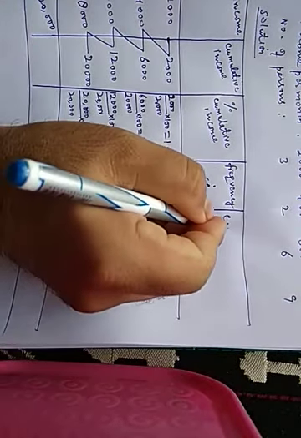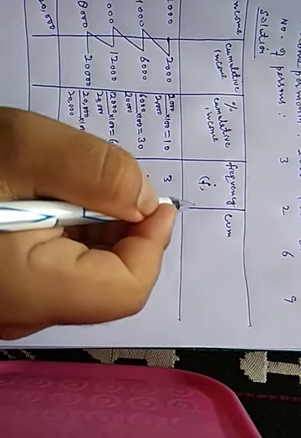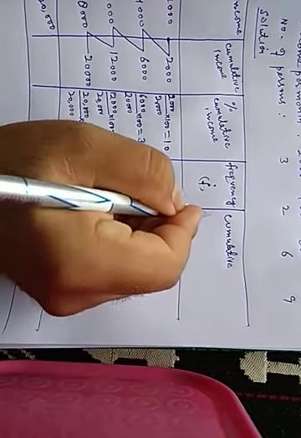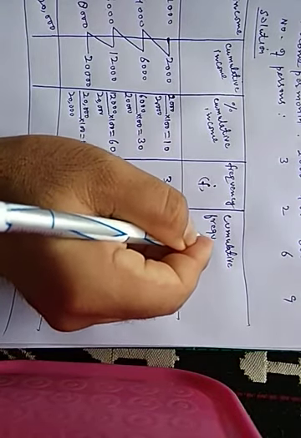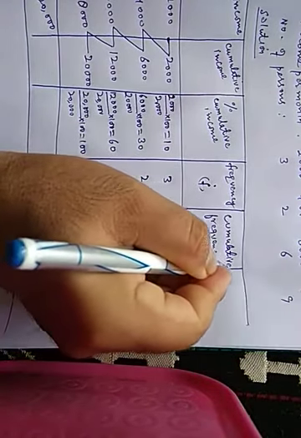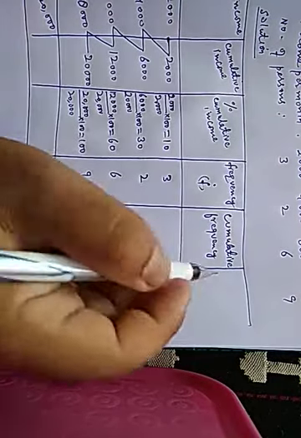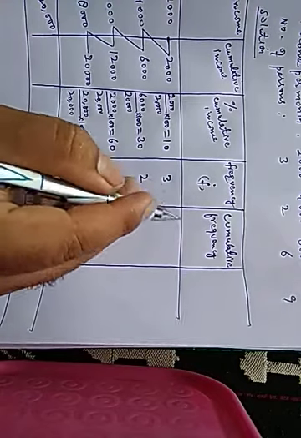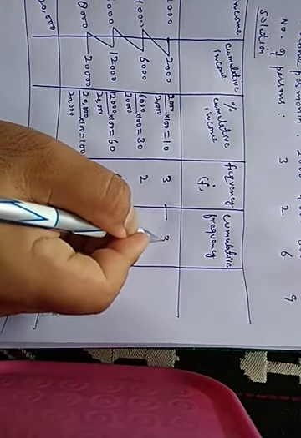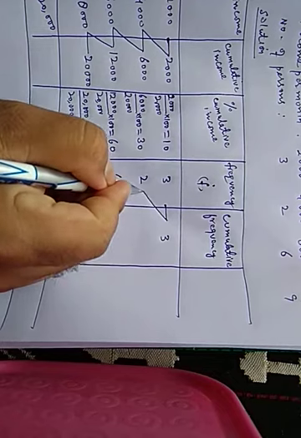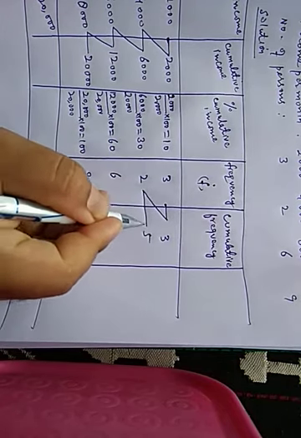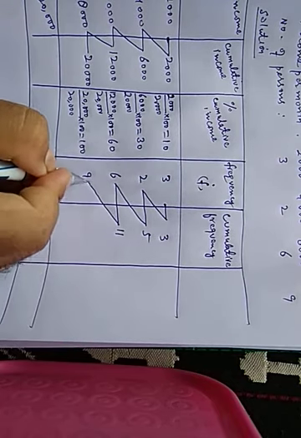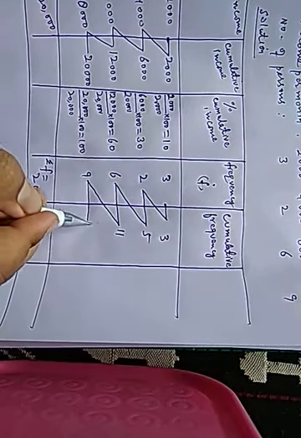In the fifth column we will write the values of cumulative frequency. The first value of cumulative frequency will be that of simple frequency, that is 3. 3 will be added by 2, it will be equal to 5. 5 will be added by 6, it will be equal to 11. 11 will be added by 9, it will be equal to 20.